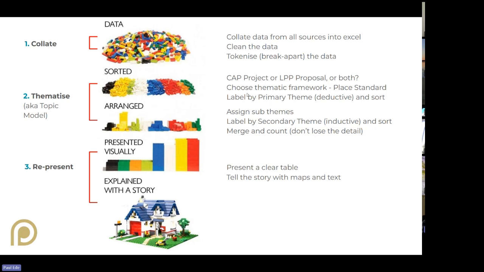So that's going to be about looking at whether it's a community action plan project or an LPP proposal, or both. What's coming through, choosing a thematic framework, labeling a primary theme, and then assigning sub-themes, and maybe thinking about merging and counting. And then finally, a little bit about representing, how to do that with a simple table, and then go on to still tell the story with maps and text.